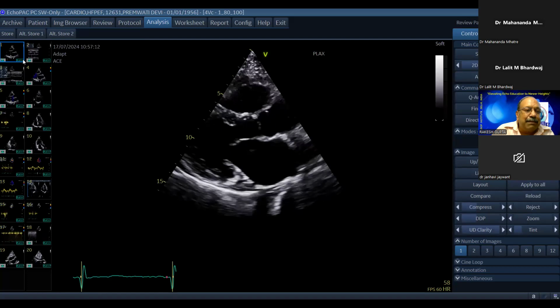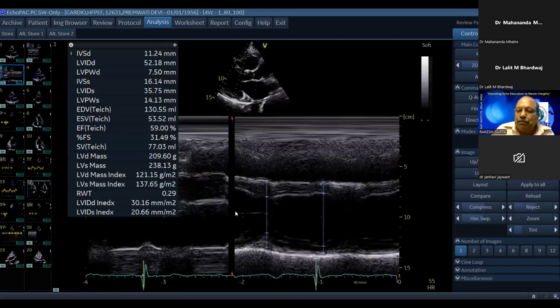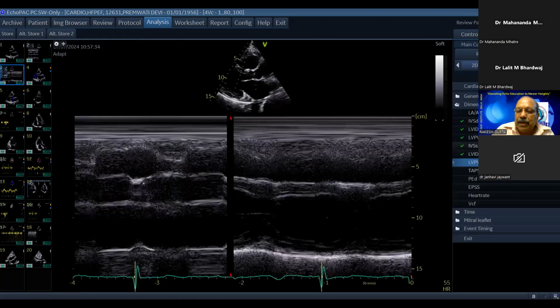Suppose this line is the M mode. Let me measure this again for you. Look at this green line, which is going all across. This will tell you, sir, where the maximum systole and maximum diastole are. Okay, okay, sir. Thank you, sir.